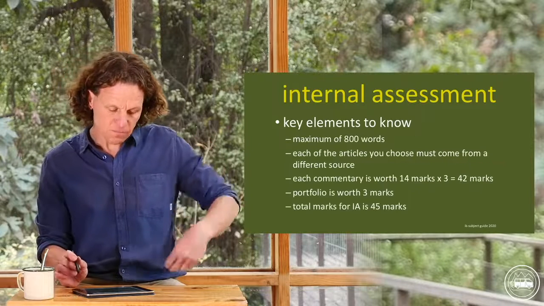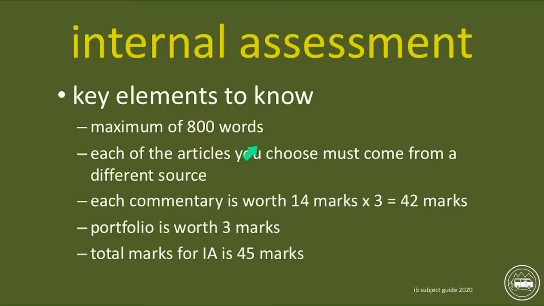All right. There's a maximum of 800 words for your internal assessment. Each of the articles you choose must come from a different source. I just said that. Each commentary, and we'll look at the mark scheme in a second, is worth 14 marks, okay? So there are 3 of them. Each one of them is worth 14 marks, so that's 14 times 3 is 42.